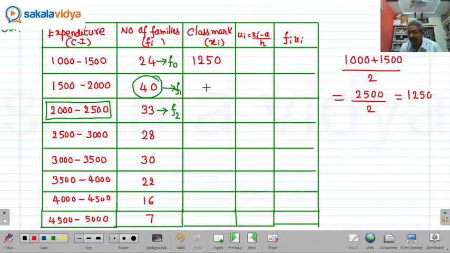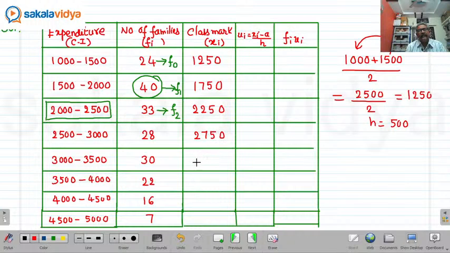So how to get it? Janardhan, welcome. Next, the difference of these two is 500. That will be the H. Go on adding 500. You will be getting the class marks of the other class intervals too. So 1250 plus 500, that is 1750. 1750 plus 500, 2250. This is 2750. This is 3250. Am I correct now? This is 3750. Next 4250. Next 4750.